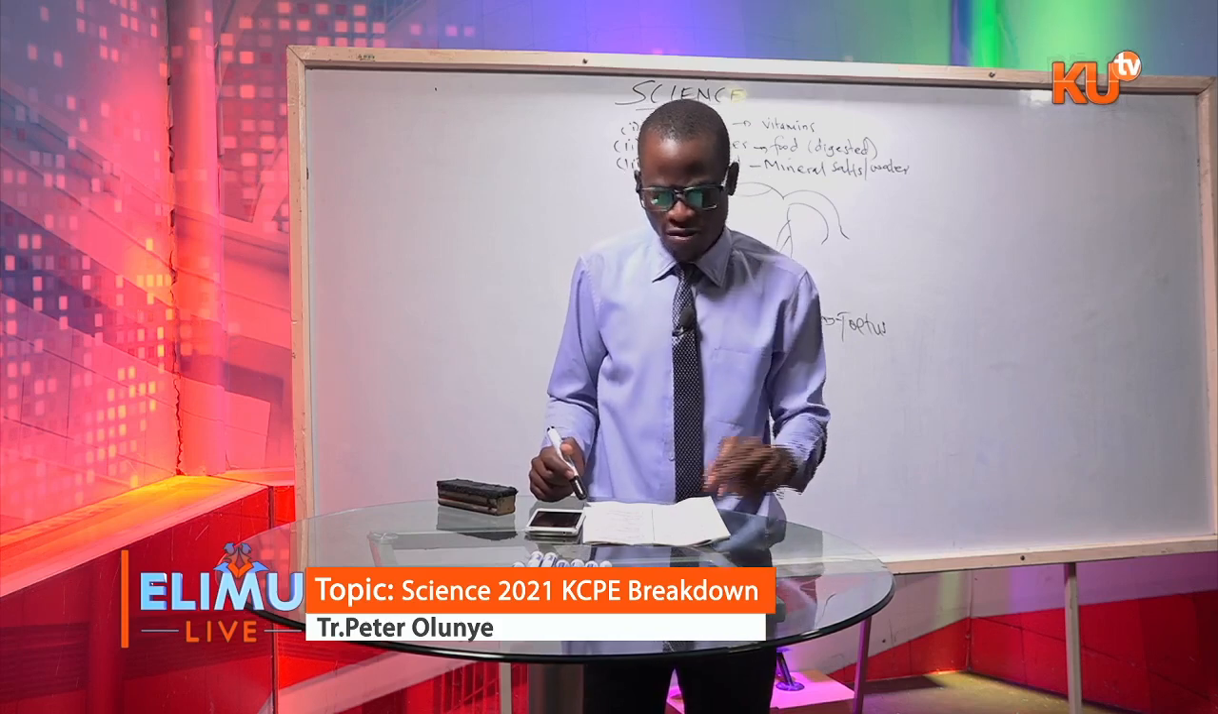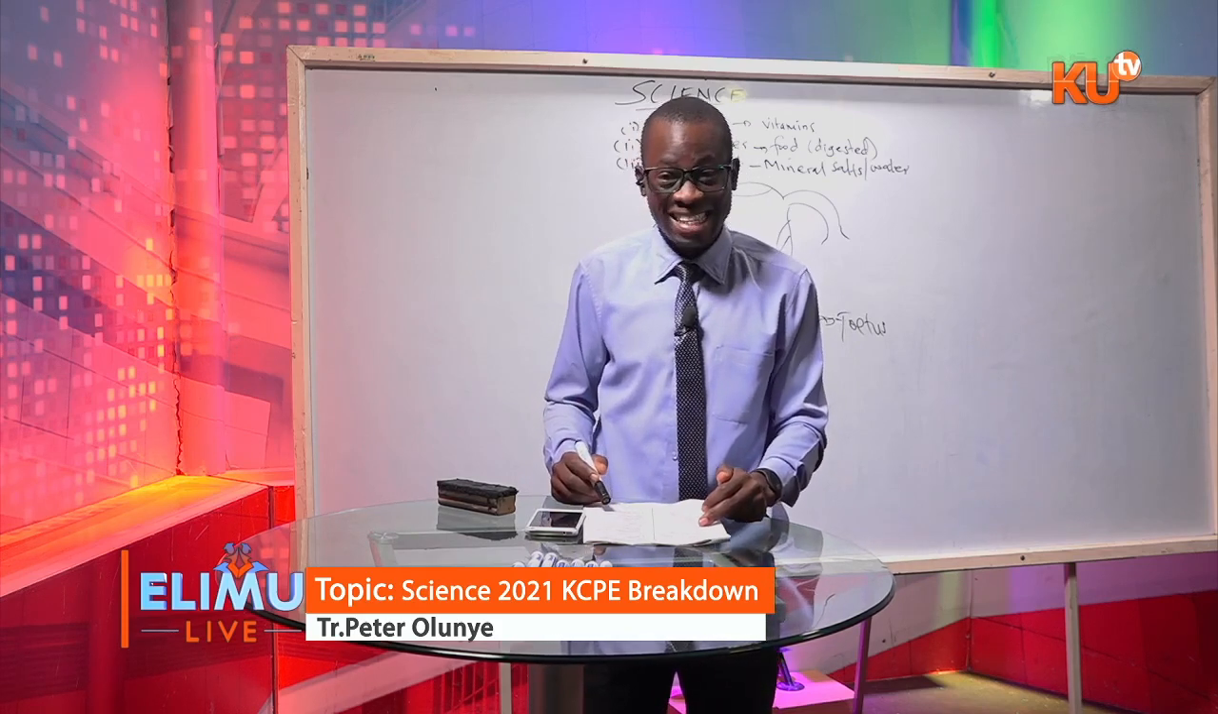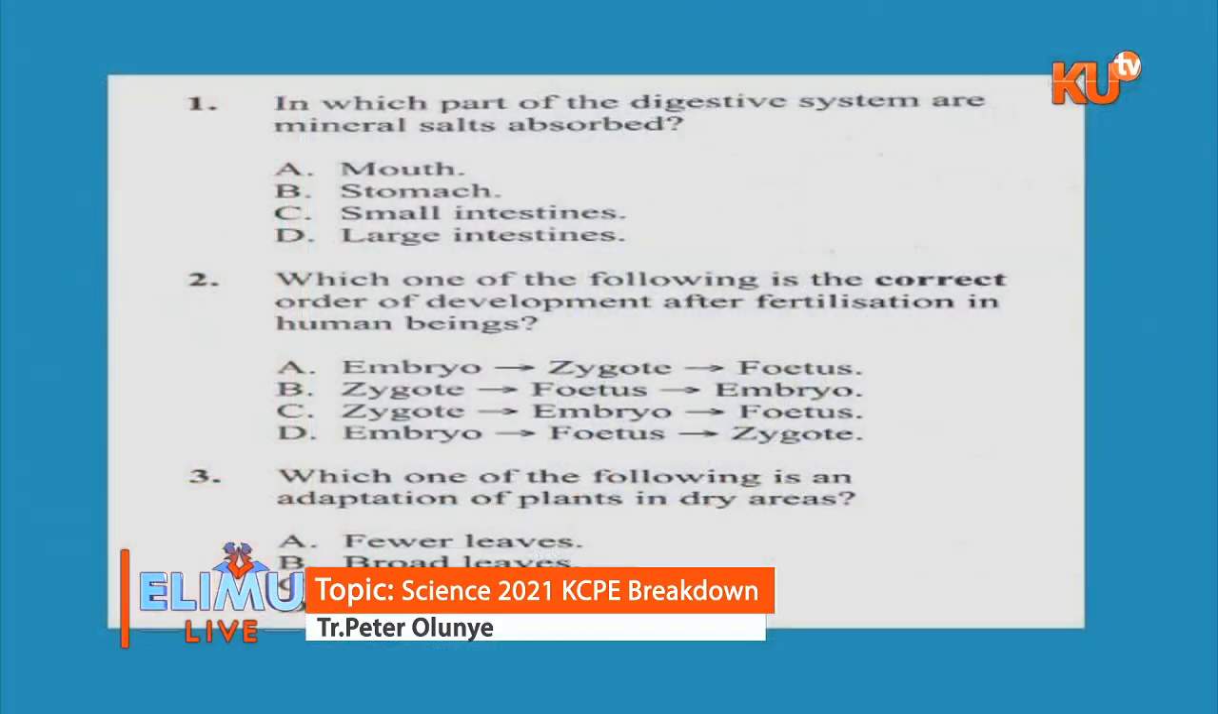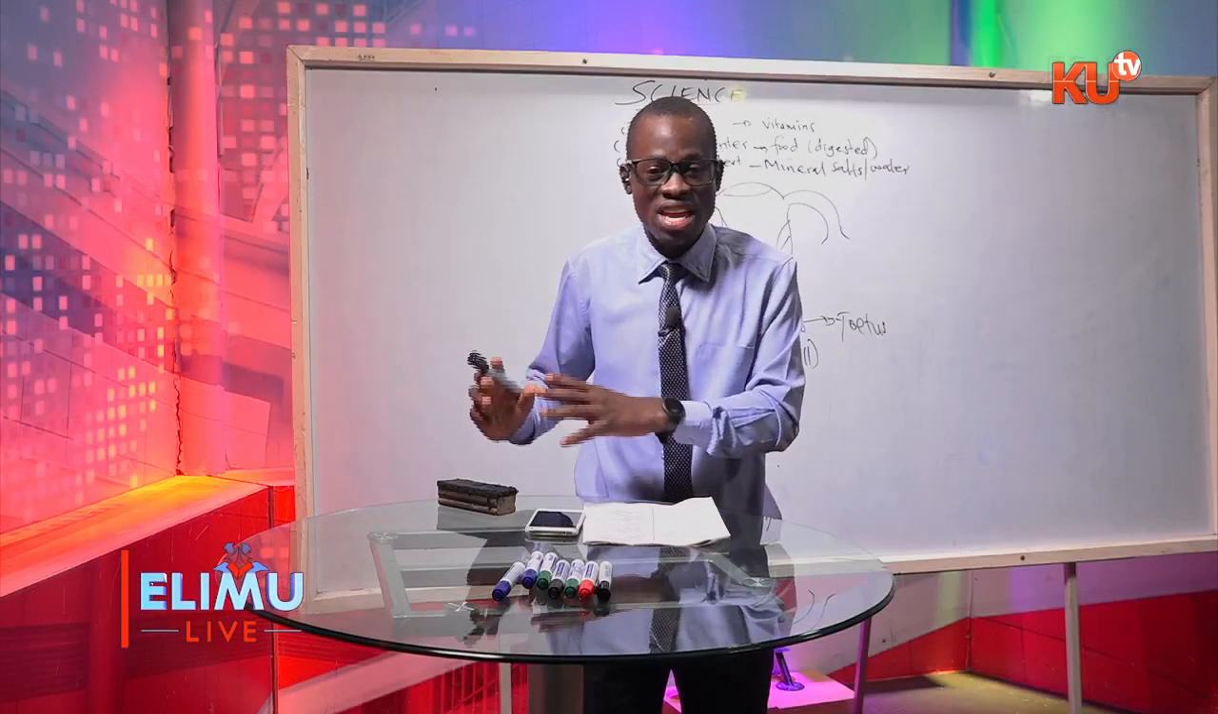Is it A, fewer leaves? Is it B, broad leaves? Is it C, thin cuticles? Is it D, many stomatas? Which one do you think is the correct answer? The adaptations of these plants that are able to survive in the dry areas. A is talking about fewer leaves. Now, why do you think fewer leaves might be the answer? These are plants that are able to survive in the dry areas.